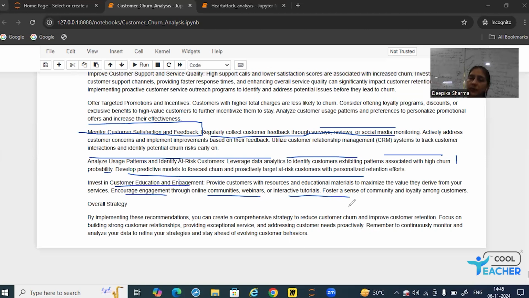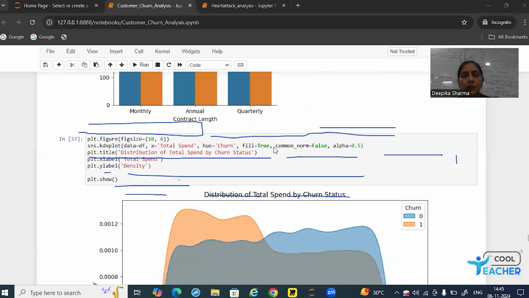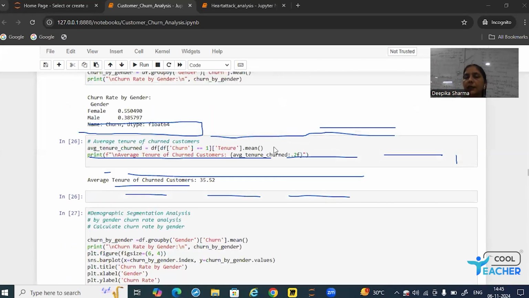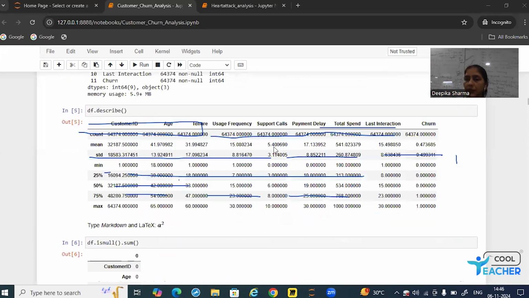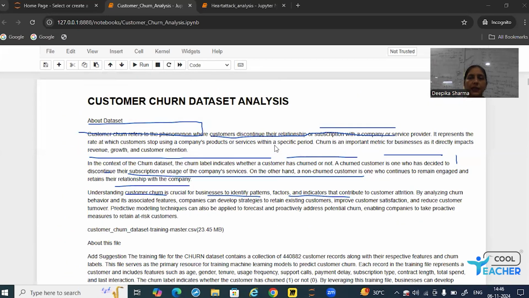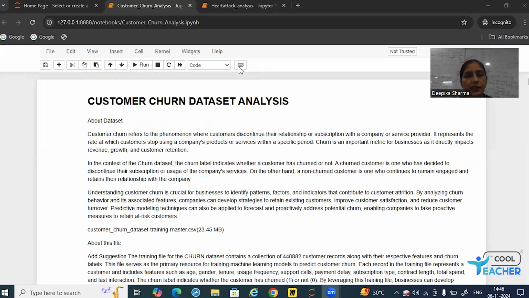We can build strong customer relationships here. We can provide exceptional services and we can address customers' needs proactively. So here we have to continuously monitor and analyze the data to refine our strategies and stay ahead of evolving customer behavior. So this is the entire case study I took for customer churn analysis, where a lot of companies are suffering from the same problem. A lot of customers come to the platforms and slowly they move away from the platform. So churning is a major problem existing in the industry. One can use this dataset analysis to understand how to reduce customer churn.